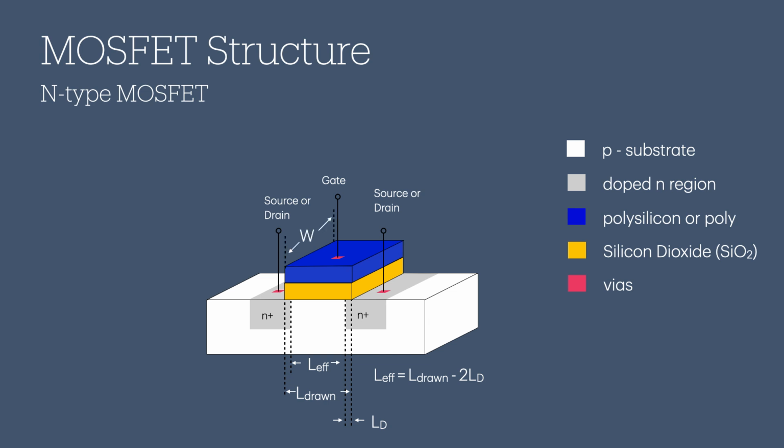Next is the device width, W, as indicated in the slide. Next is the gate oxide thickness, TOX, which together with effective length, L effective, plays an important role in MOS performance. For simplicity, we will call L effective just L in this entire lecture. In the early 2000s, typical L is 0.18 micrometer, but as the technology node becomes more and more advanced, the values of L become smaller, reaching less than 10 nanometers as of this writing.